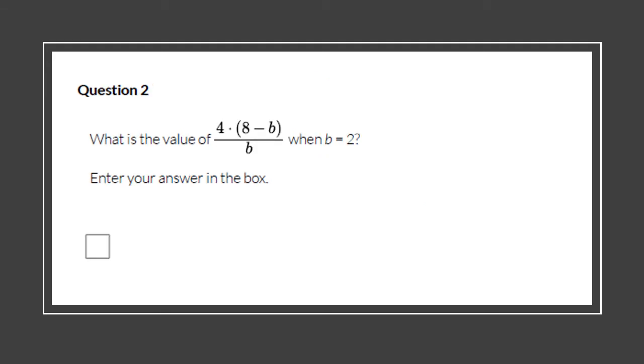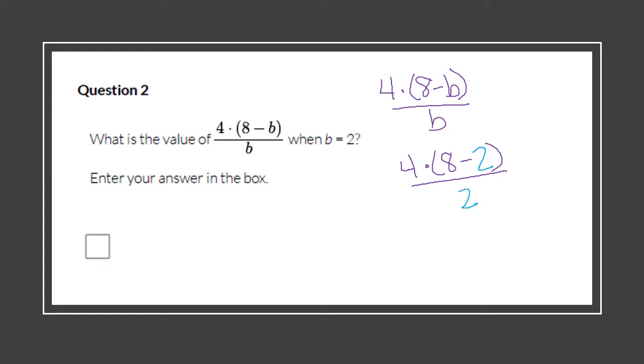Okay, what is the value of 4 times the difference of 8 and b, divided by b, when b is 2? So I'm going to rewrite this, and I'm going to use the blue again. So wherever I see a b, I'm going to plug in that 2. Okay, so I plugged it in here and here. So now I can just solve like normal.